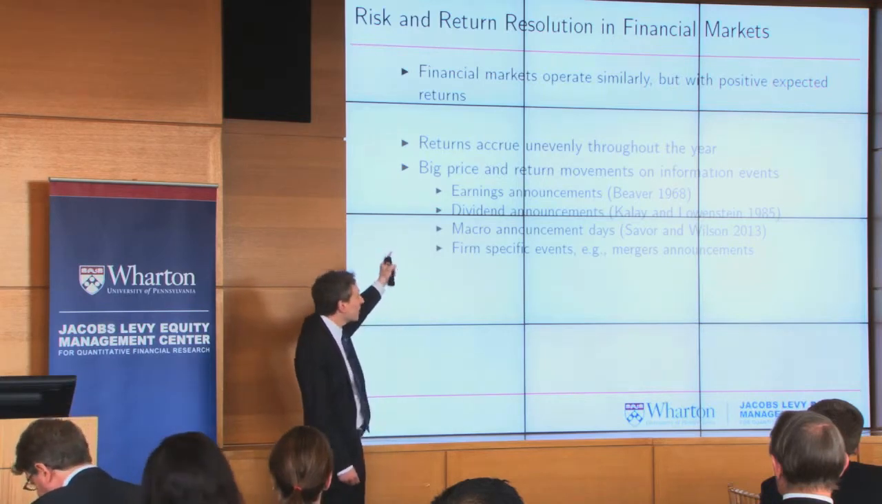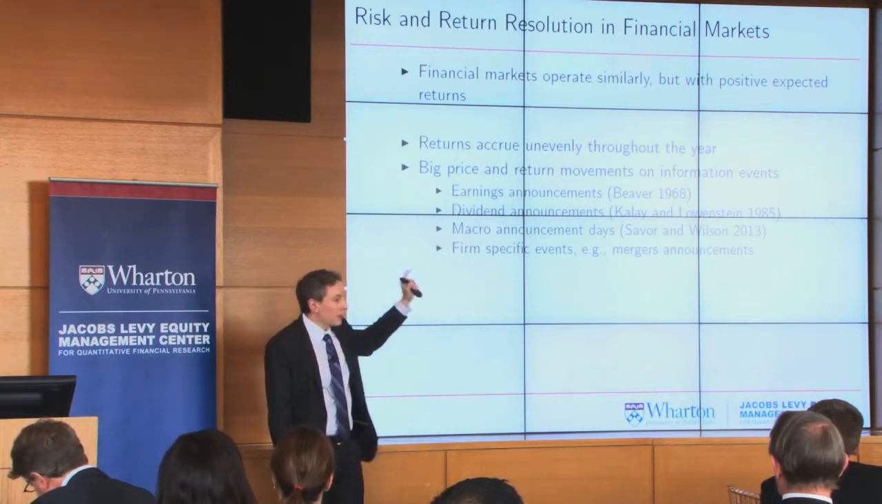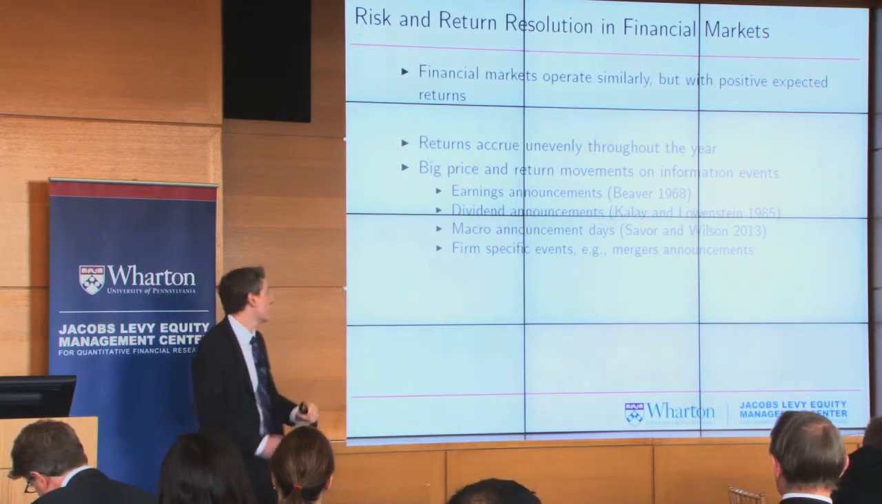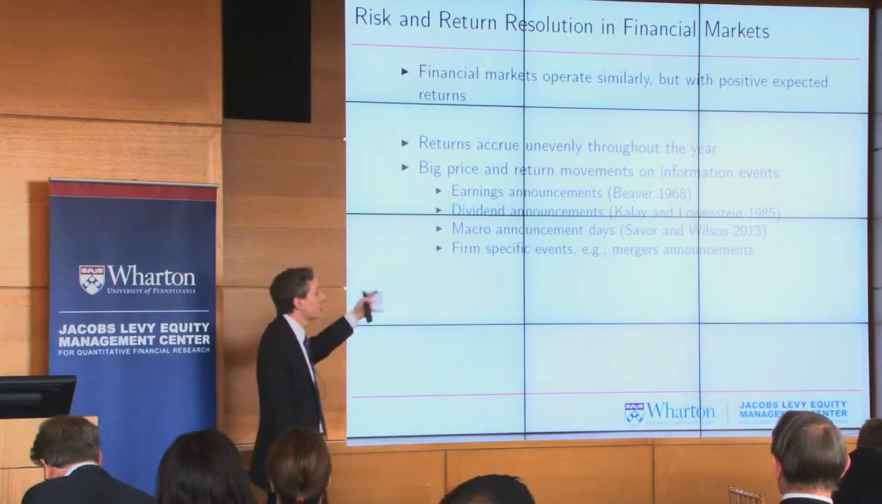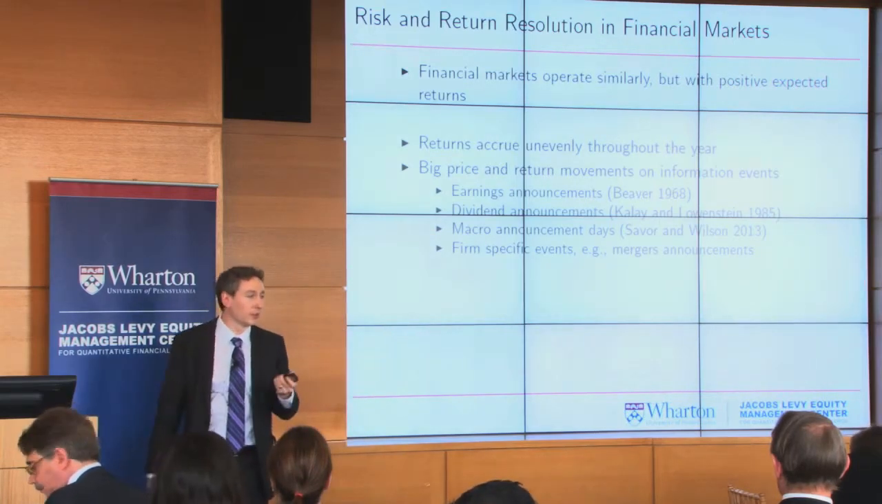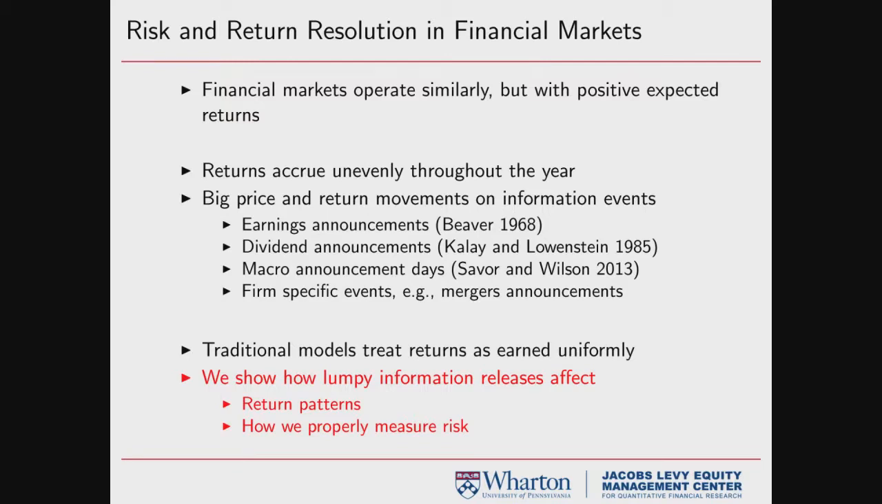We also see this with dividend announcements and macro announcements. When the Fed releases what it's going to do with the federal funds rate, we see big market moves. And firm-specific events, mergers, announcements, CEO changes, and so on and so forth. Our traditional models really treat returns as earned uniformly through time, or at least uniformly in expectation. We saw in the last discussion the formula that was put up. How did we earn our returns? It was some risk exposure times the amount of time we're exposed to it.